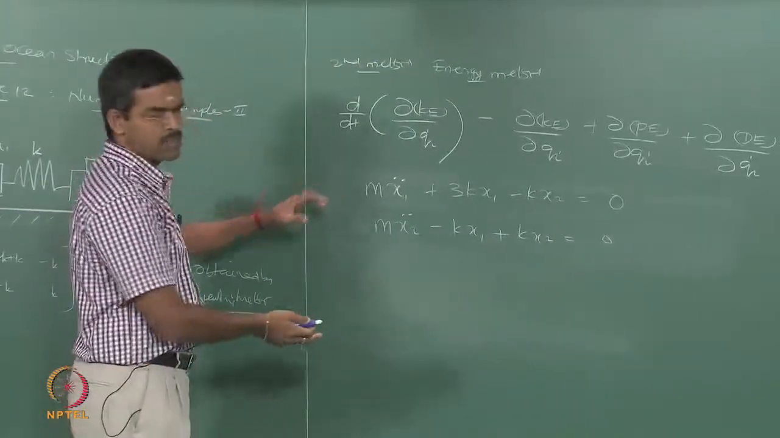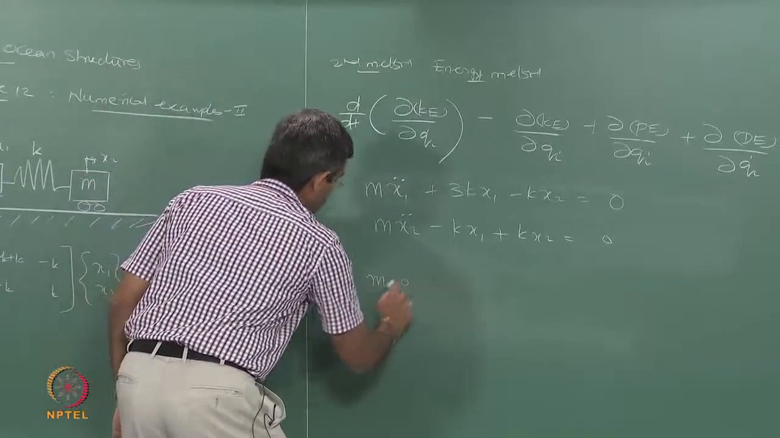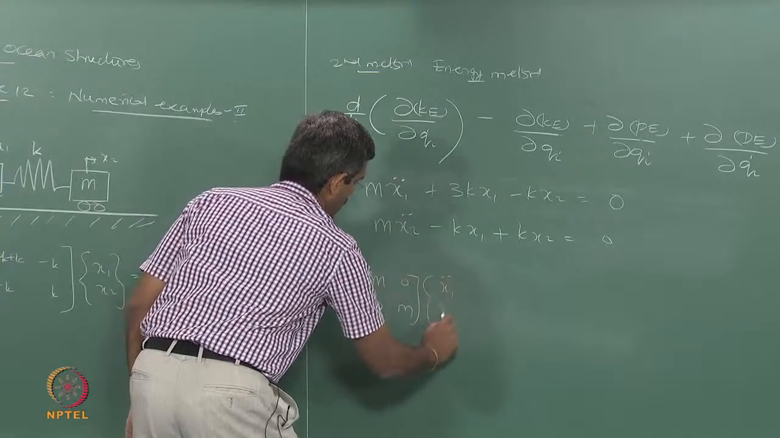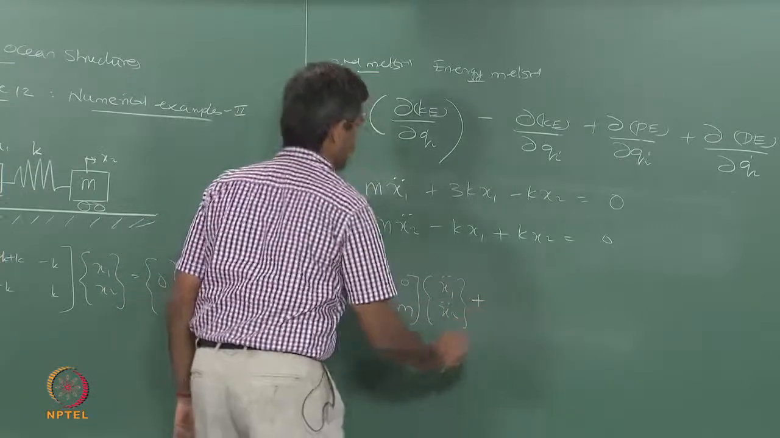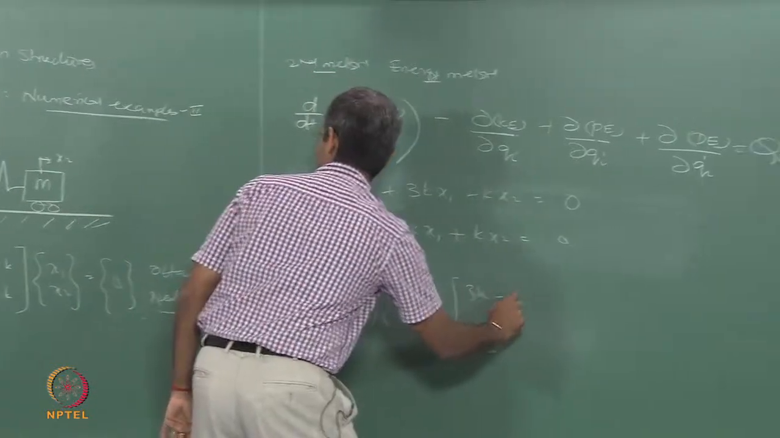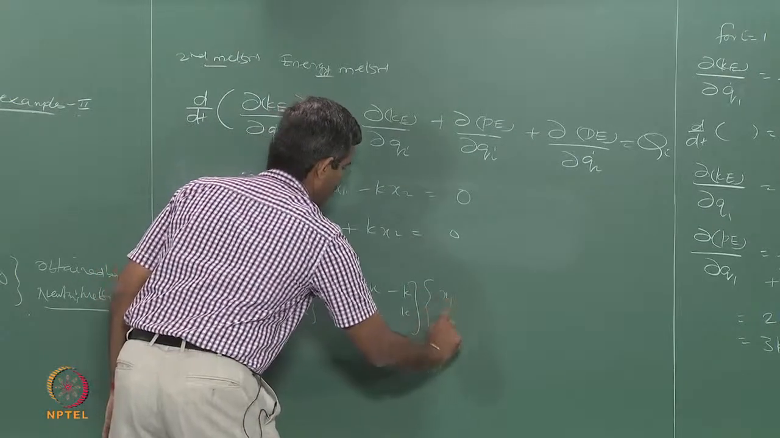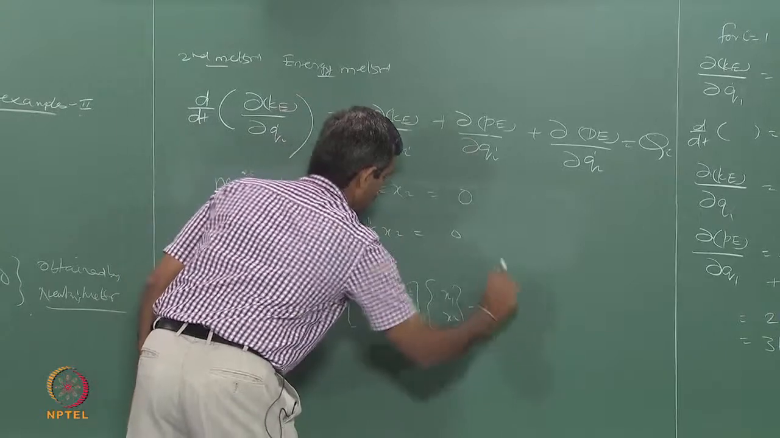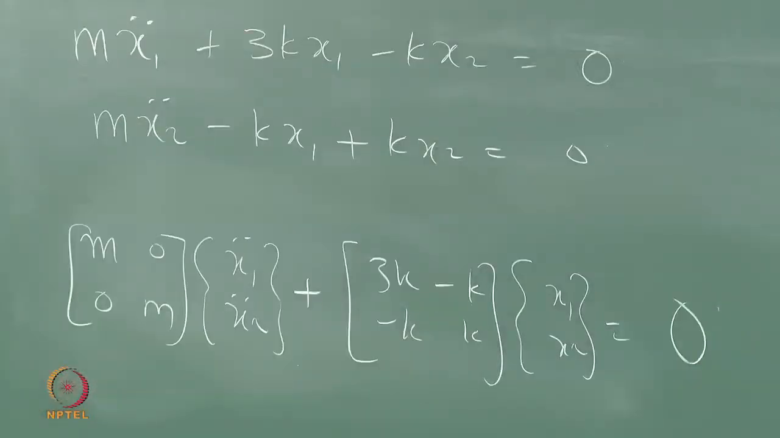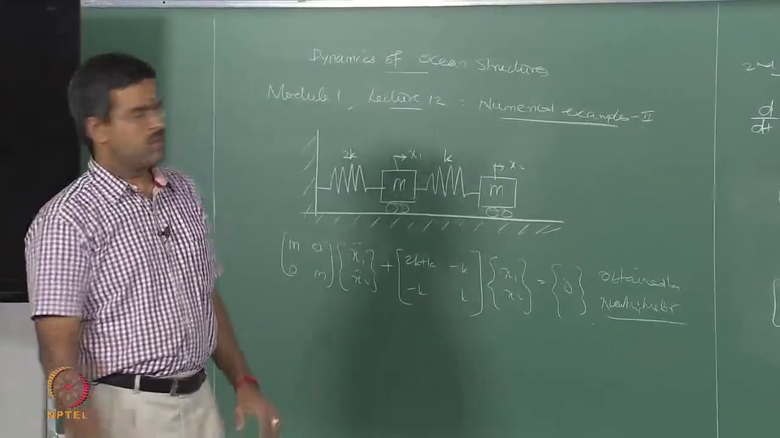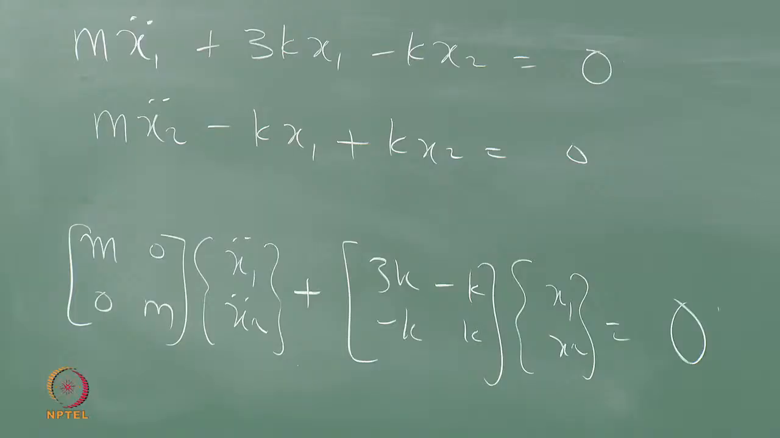I can now rewrite this in a matrix form, m 0 0 m of x1 double dot x2 double dot plus 3k minus k of x1 x2 is 0, which is same as the equation of motion what we have in Newton's method. Okay, one can do it like this also. Let us do one more problem. So, let us say example 2.